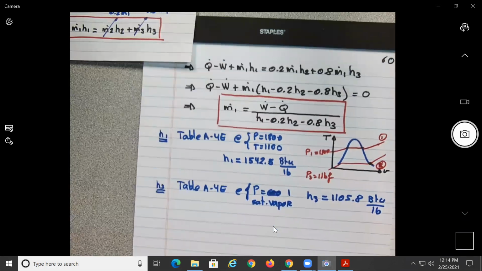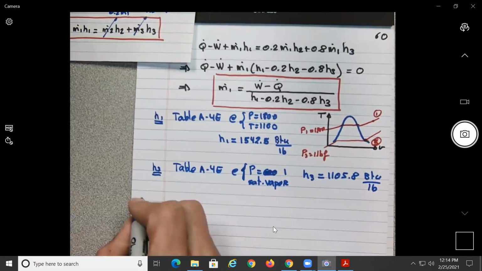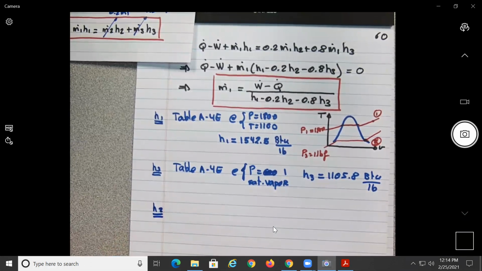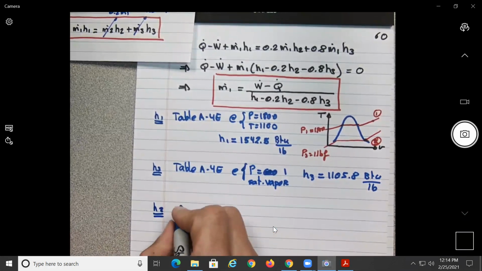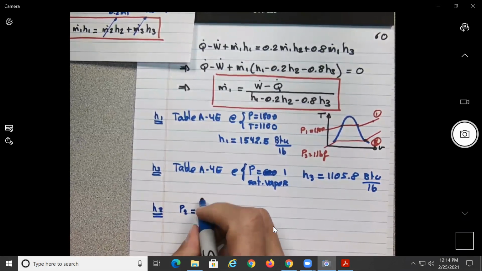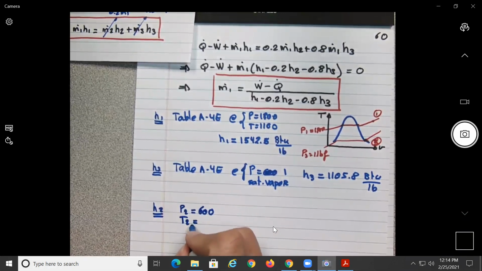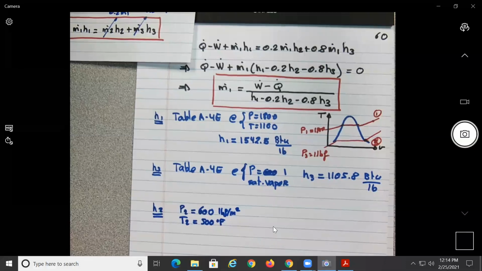Okay, now what about H2? We don't know the state of H2. So what do we know for state 2? For state 2, they give us that P2 is equal to 600 and T2 is equal to 500 Fahrenheit. How can we find the state?